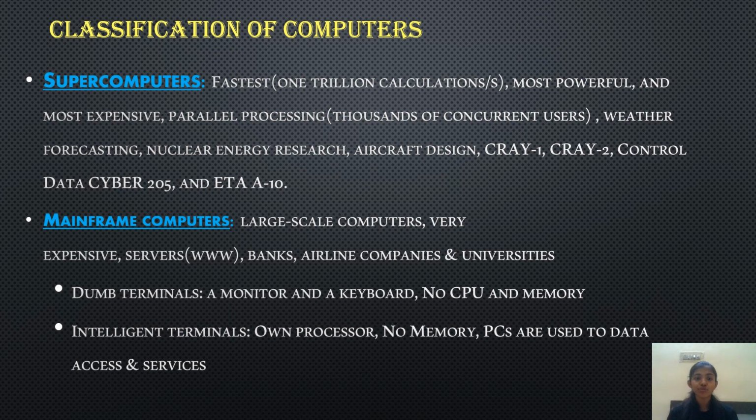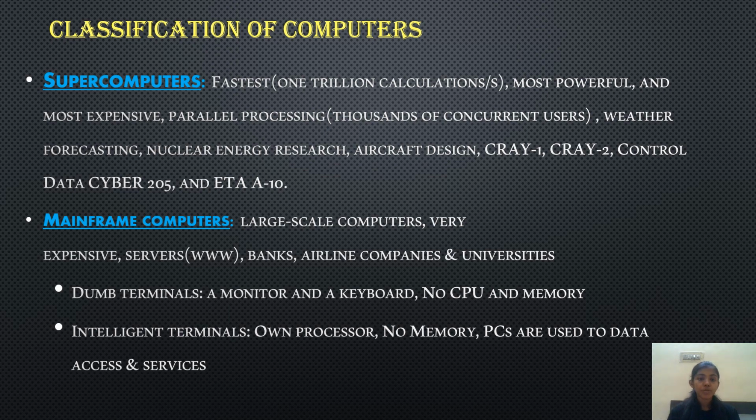So the first one is supercomputers. Supercomputers are fastest, most powerful, and most expensive. They can be used for parallel processing, weather forecasting, nuclear energy research, aircraft design. The examples of supercomputers are Cray-1, Cray-2, Control Data Cyber 205, and ETA-10.